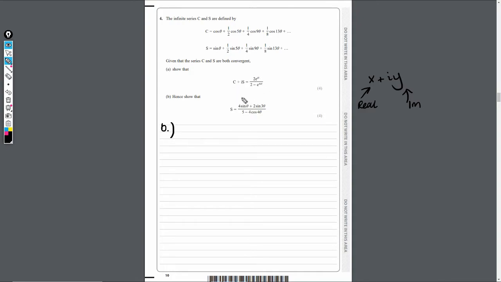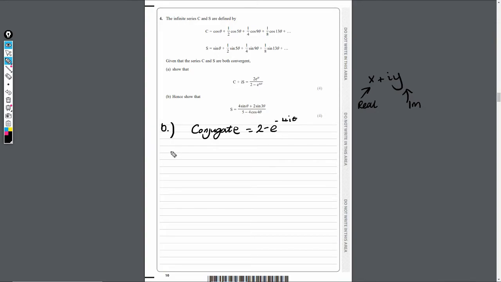So your conjugate here, if I just call it conjugate, keeping it in terms of exponentials, is going to be 2 minus e. So be very careful how you write this conjugate out. It's just going to be 2 minus e to the minus, this time, minus 4i theta. Okay. So if that's the conjugate, all I've got to do is times top and bottom by the conjugate.